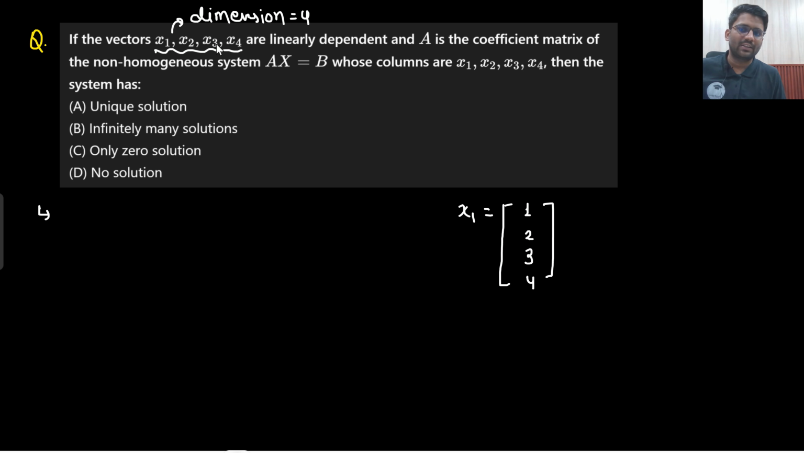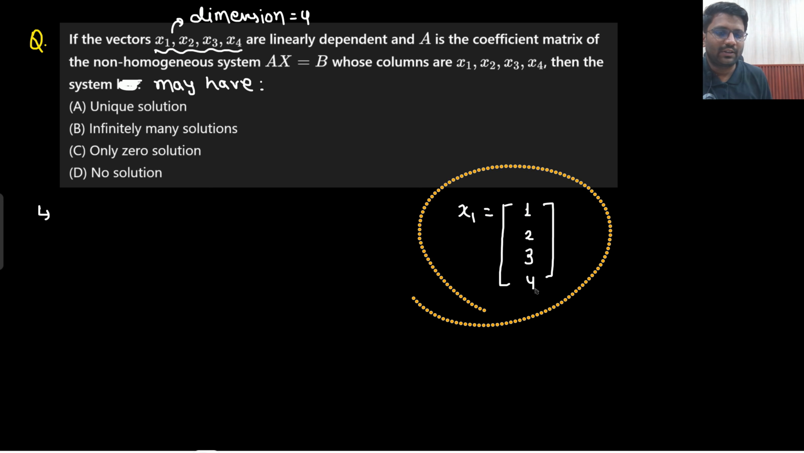So if the vectors x1, x2, x3, x4 having dimension 4 are linearly dependent and A is the coefficient matrix of a non-homogeneous equation Ax equals b, whose columns are x1, x2, x3, x4, then the system may have what kind of solutions? This is what they are asking. It can have no solutions or it can have infinitely many solutions. What can it have? This is what they are asking.